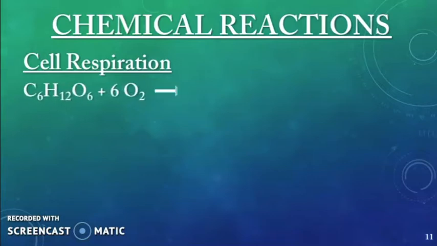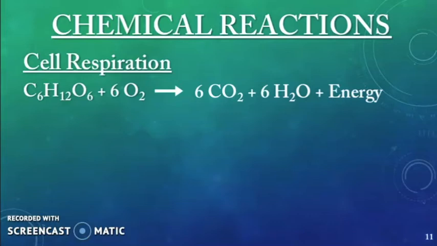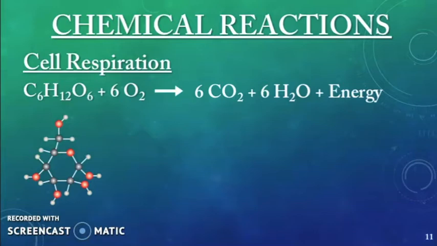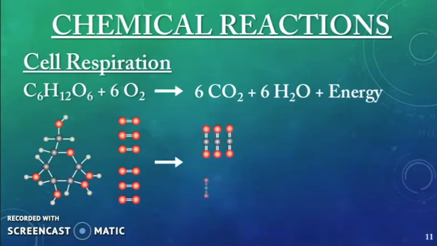So let's look at the equation. Now this is going to look really similar because it's pretty much the opposite of what we just saw with photosynthesis, is that we take a glucose and we take 6 oxygens and we yield them into 6 carbon dioxides and 6 waters.